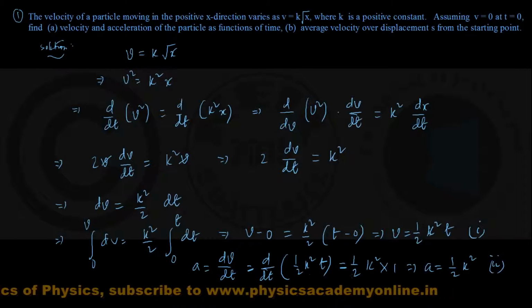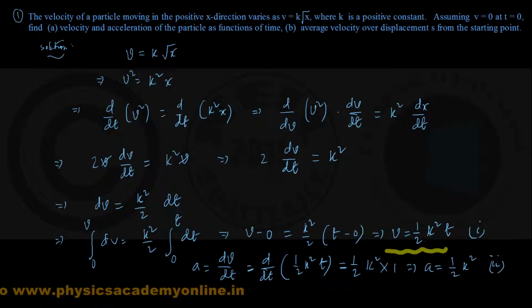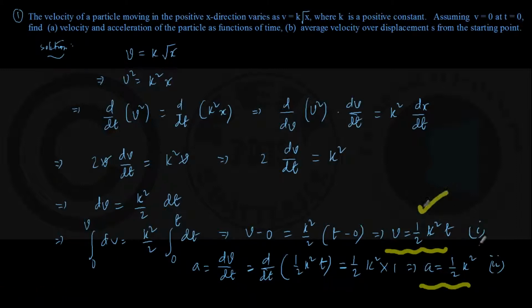We have got both the parts of part A of the question. Velocity is varying linearly with time given by v is equal to half k square into t, and acceleration of the particle is a constant given by half into k square. These are the answers of part A of this question. The question also has got a second part B. Let us go for that next.